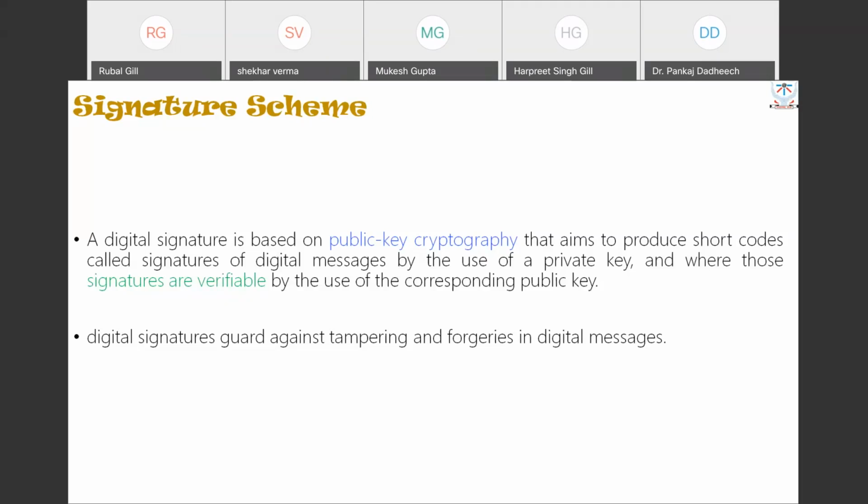So this can be used to guard against tampering and forgery. And the signer cannot say that they have not signed. So there is non-repudiation also, which means that I cannot deny tomorrow that I have made this transaction.